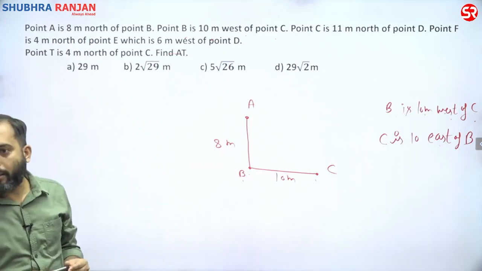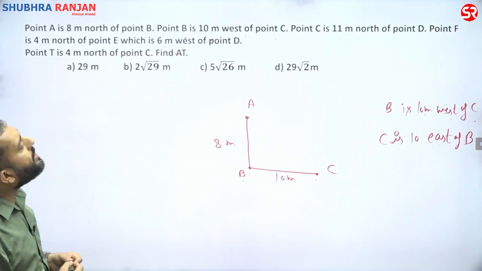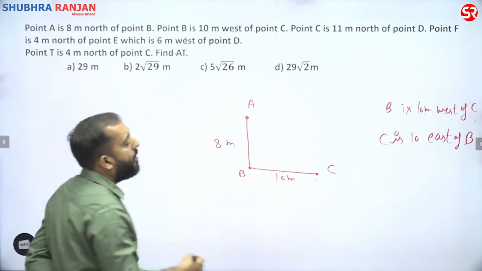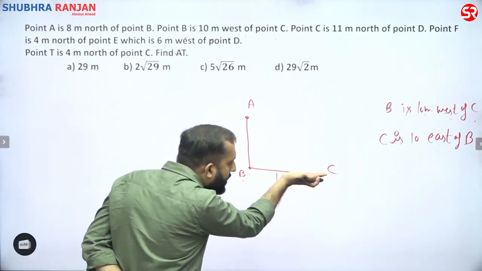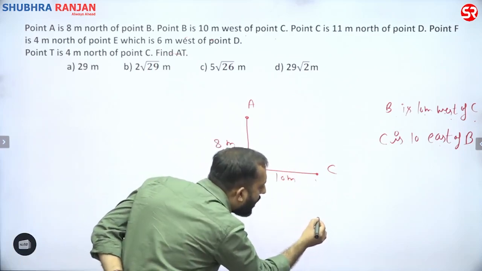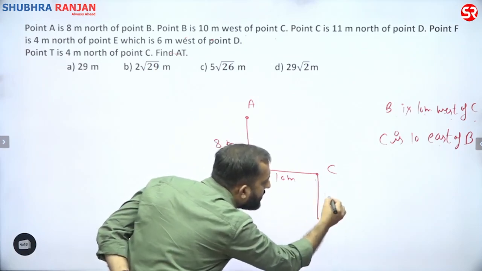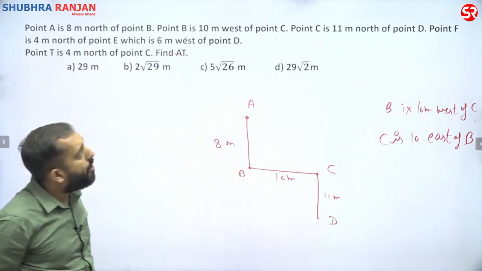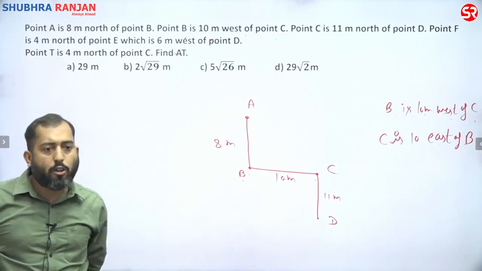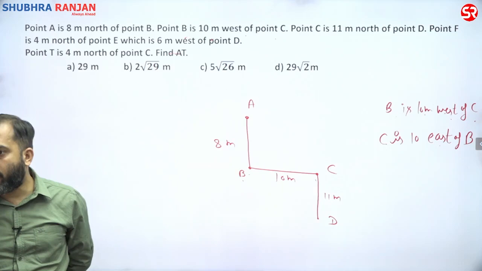Now point C is 11 meter north of D. North of D, so point C is above D. So this is point D and this is 11 meter. Point C is 11 meter north of point D. Clear?